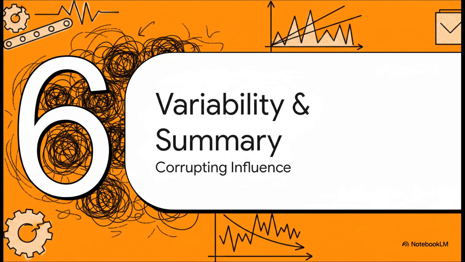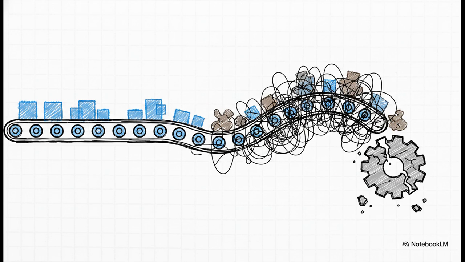Section 6, Variability and Summary, the Corrupting Influence. So what's actually dragging us down from that perfect best-case scenario? The authors call it the law of variability. It is blunt, and it is absolute. Increasing variability always degrades the performance of a production system.